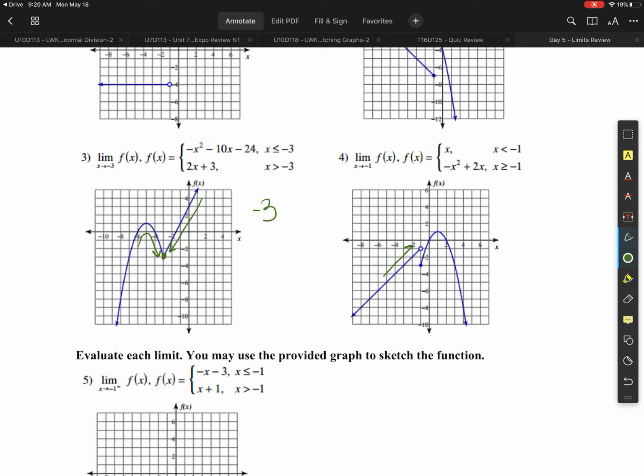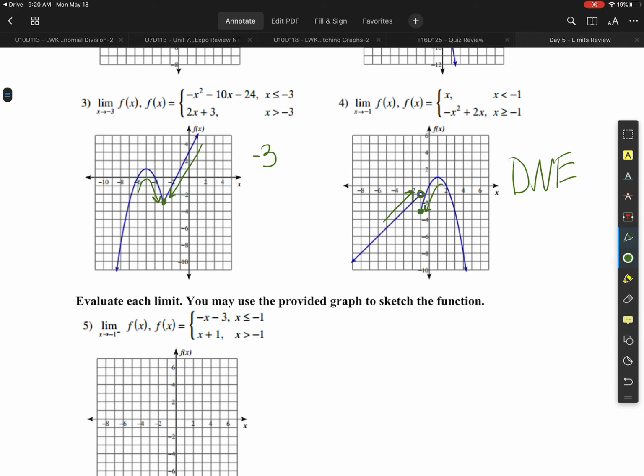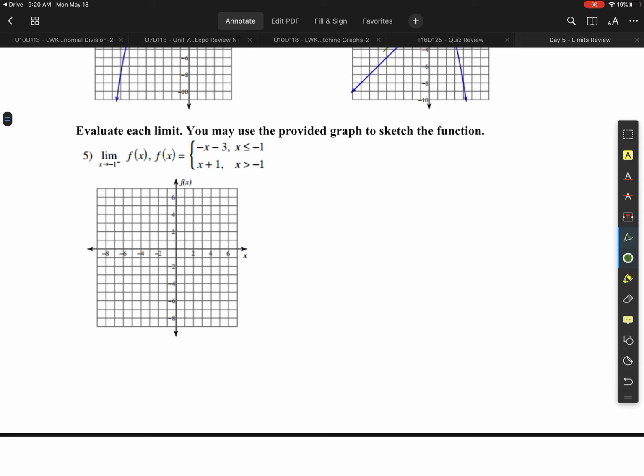Now just jumping over to problem 4. -1 coming from this way. Coming from this way. Oh no, we go to here, we go to here, they do not meet, the limit does not exist.